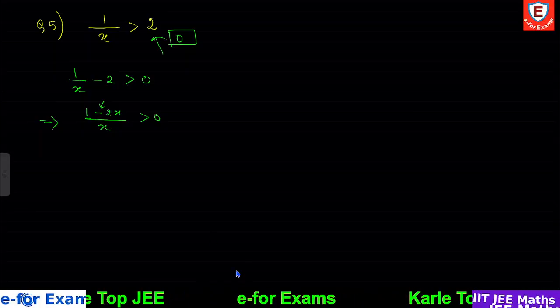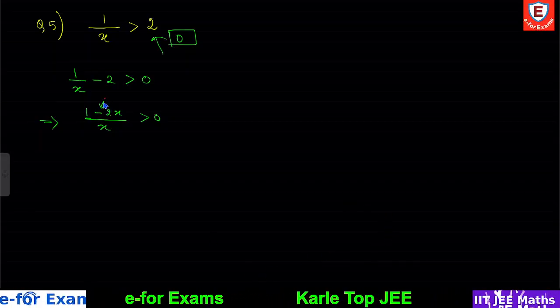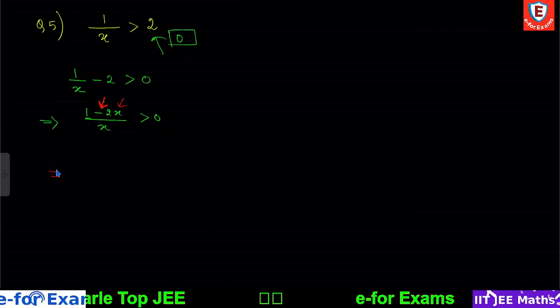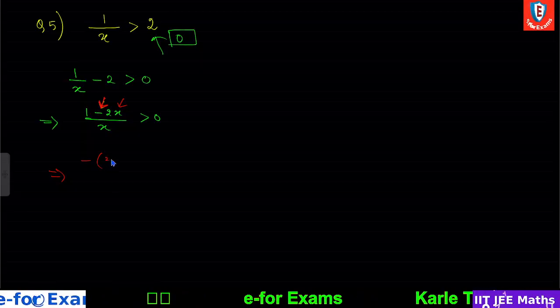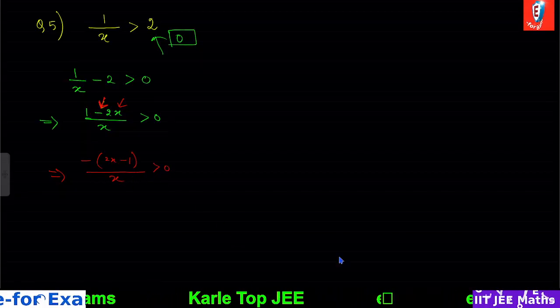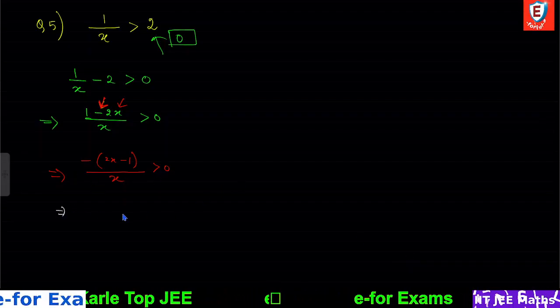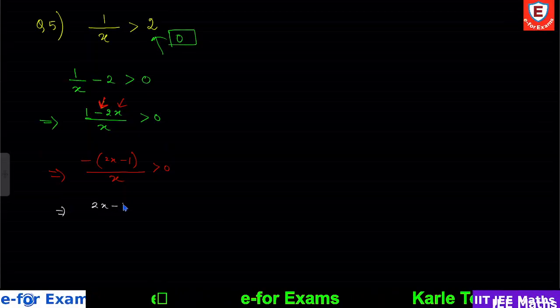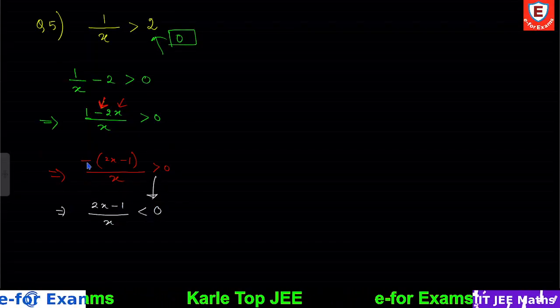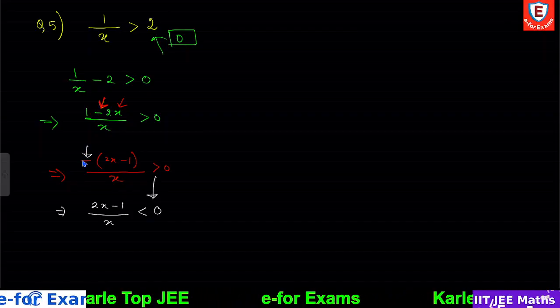Here also again negative. x is negative here. x must be positive. So taking the negative common, 2x minus 1 divided by x, then multiply by minus on both sides. 2x minus 1 by x. Now this symbol will change, less than 0, since I multiplied with a negative sign. Okay.